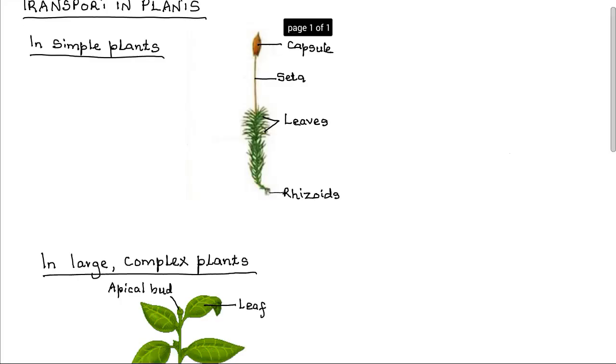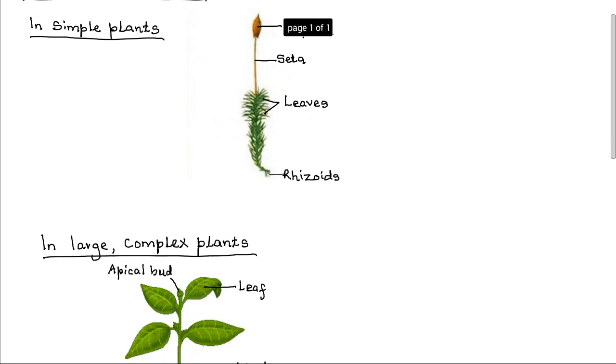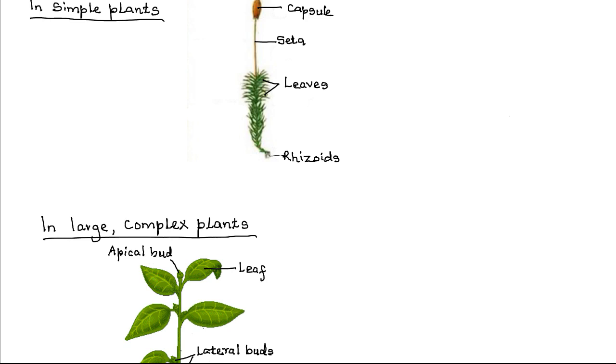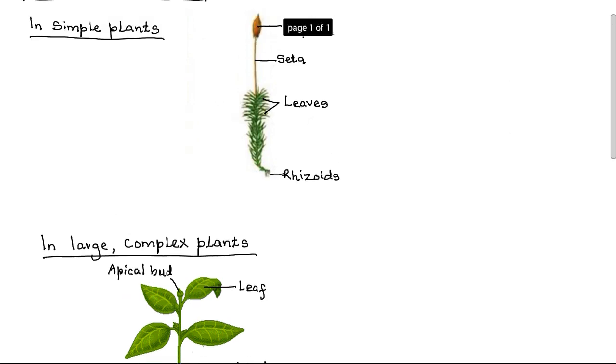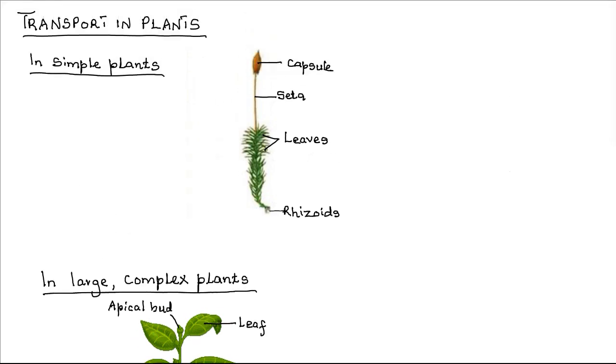In this lesson, we look at transport in plants. Plants are organisms that synthesize their own food. Now, the type of transport in plants depends on the complexity and the general size of the plant body.